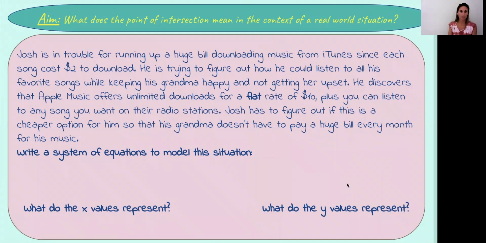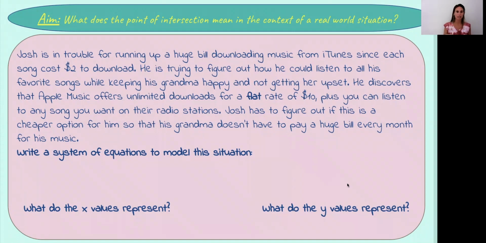We have Josh here, and he's in trouble for running up a huge bill downloading music on iTunes. Each song costs $2 to download, so he's just downloading as many songs as he wants. And obviously sometimes kids have no concept of what that means. So his grandma ends up getting a bill and she's shocked at how much it costs, and she's very mad, and she's planning on punishing him.